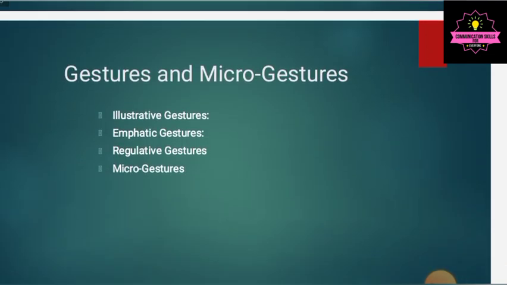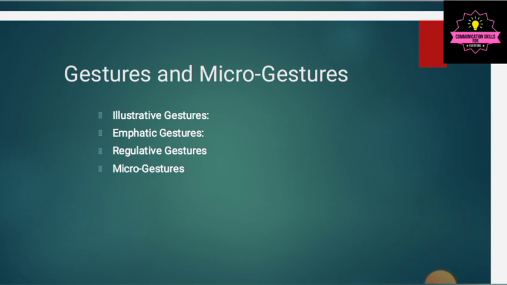And gestures. When we are talking about gestures, there are different types: illustrative, emphatic, and regulative. Illustrative gestures complement and clarify the spoken words, for example, pointing to a slide or showing size or shape with the hands. Emphatic gestures highlight the importance or intensity of a message, for example, pounding a fist on the podium, open palms facing up to emphasize sincerity. Regulative gestures control the flow of conversation, like hand up to stop interruptions, palm forward to continue speaking.